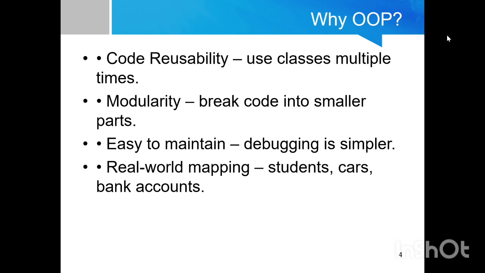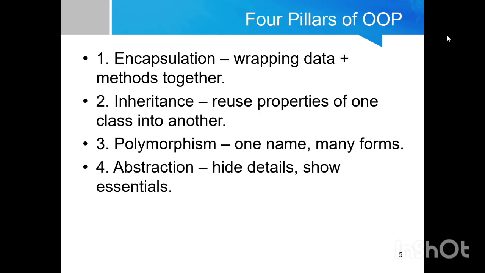Why is object-oriented programming used? Object-oriented programming makes our code reusable, modular, and easier to maintain, just like in real life, where we break big problems into small parts. In programming, we do the same through OOP. For example, in a school management system, we can have student, teacher, and course objects.